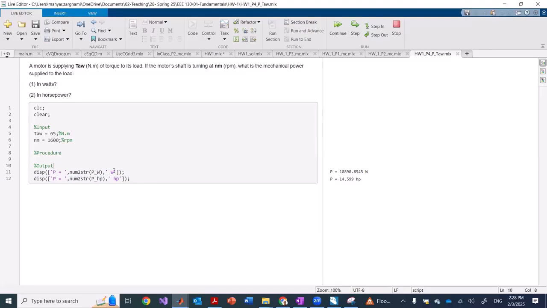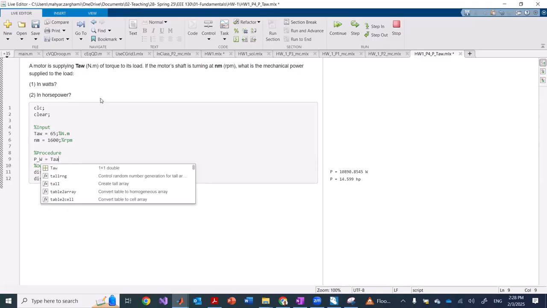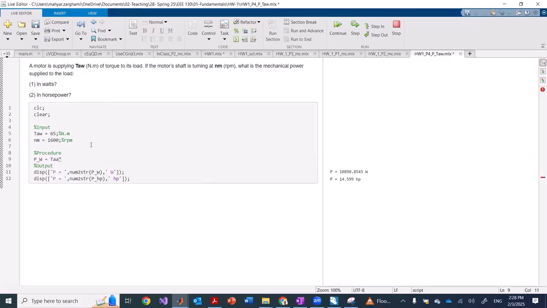Here P is in watts. So this means that you have to create a P in watts here for me. P in watts would be what? It would be your tau in Newton meters times omega. And omega would be what? It would be nm times 2 pi over 60 to make it in radians per second, right? So that's how you need to calculate this one. And once you find the power in watts, you can find it in horsepower by just dividing that by 746.